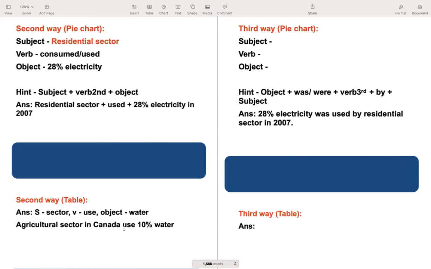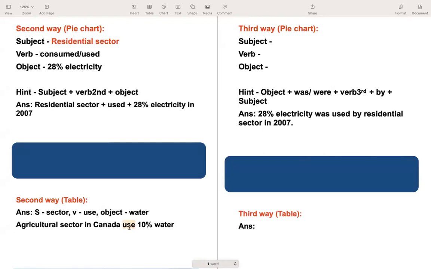Sir, use V1 form or V5 form? First form, because it's present. The agricultural sector is saying about the one group. I made an error here. I'll correct it. Nafisa, you're right. But first, why is it use? It's not used because it's the first form.